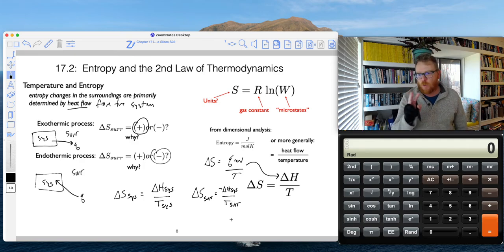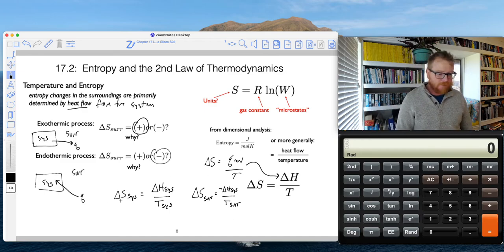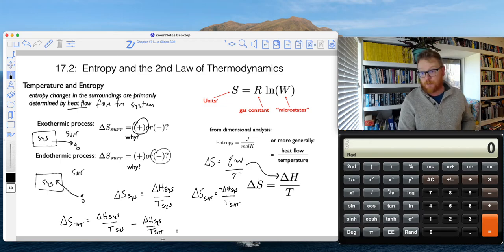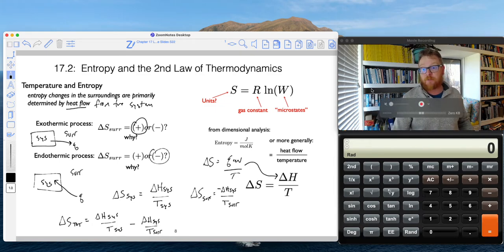So this gives us a way to think about which direction that heat flow is going. And then we can rewrite our second law of thermodynamics in a way that's going to make it easier to calculate stuff, which will be the following. The total entropy is delta H of the system divided by the temperature of the system, minus the delta H of the system divided by the temperature of the surroundings. Okay, so we're going to do a sample calculation in the next part of this video.